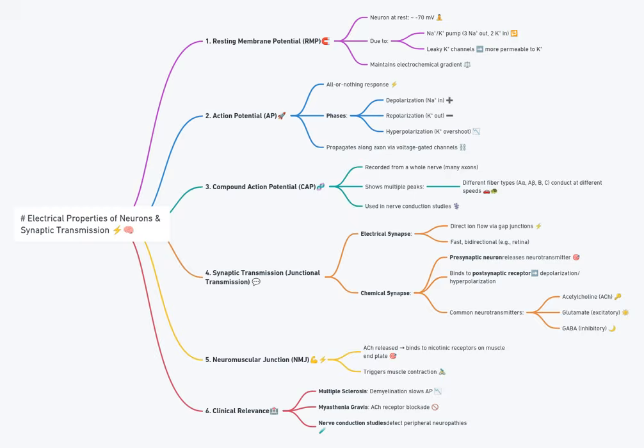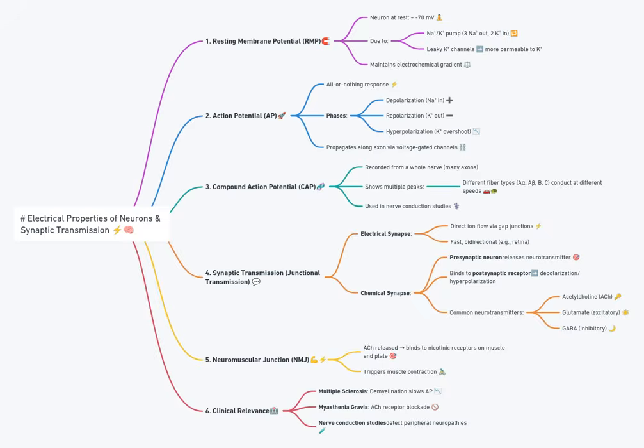Voltage-gated sodium channels open first, allowing sodium ions to rush into the cell, causing a rapid depolarization. Shortly after, sodium channels close and voltage-gated potassium channels open, allowing potassium ions to exit the cell, repolarizing and even briefly hyperpolarizing the membrane. This restores the resting membrane potential.